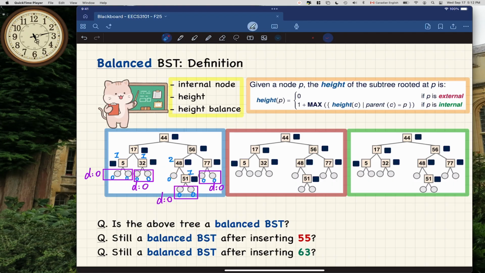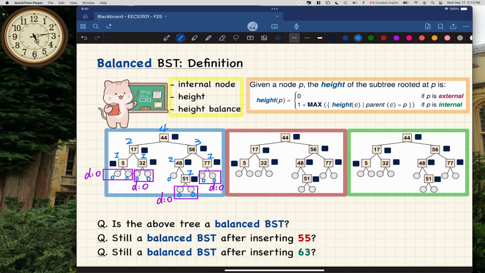Hopefully you get the idea. And 0, 0, maximum 0, and we get 1. And then 1, 1, maximum 1, plus 1, 2. And then 2, 1, maximum 2, plus 1, you get 3. Then 2, 3, maximum 3, and then plus 1, you get 4. All right, that's about calculating the height.